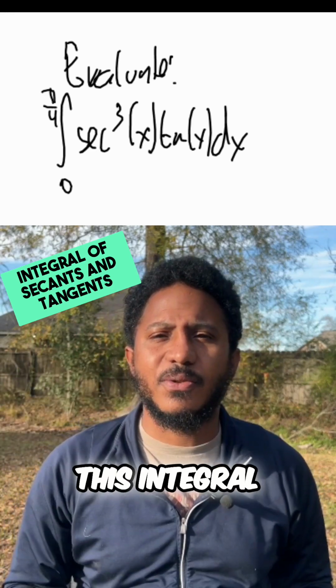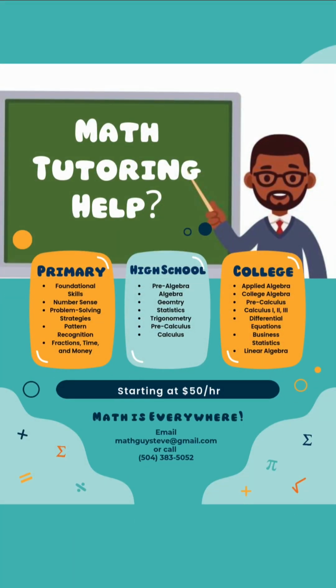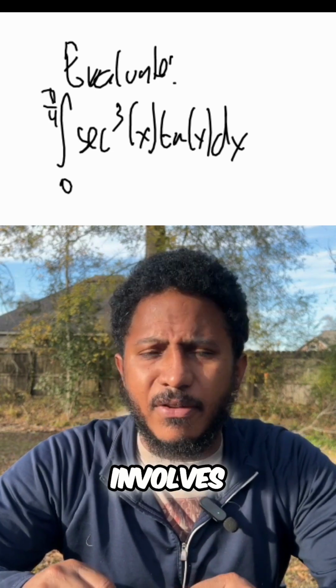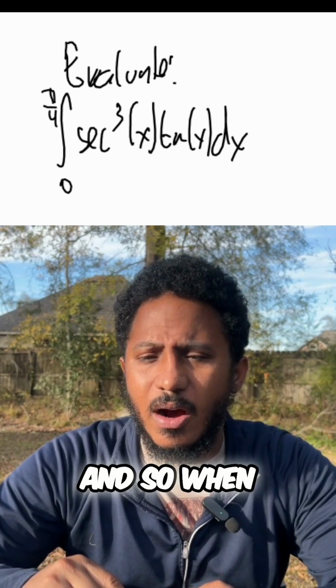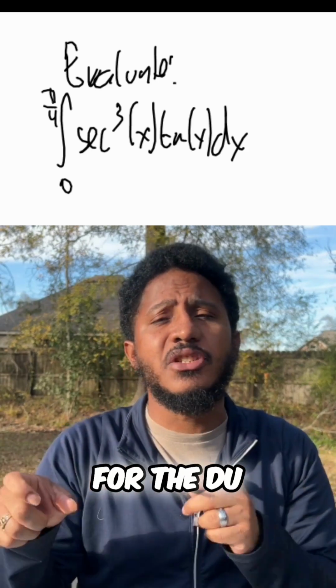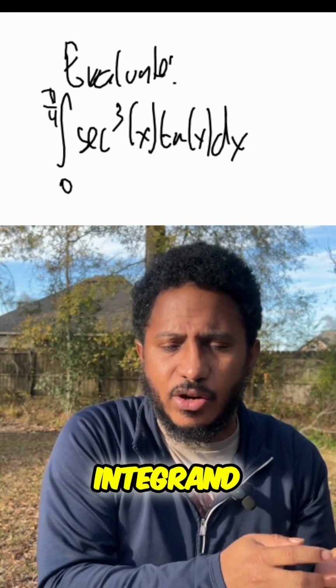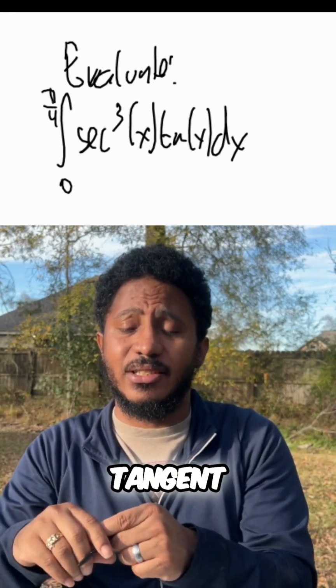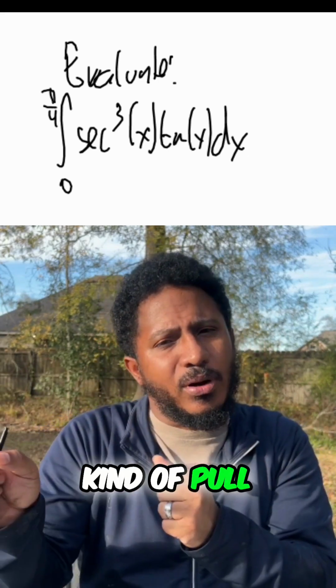Let's try evaluating this integral. When evaluating integrals like this, a definite integral that involves secants and tangents, we want to look for the du and see if the du is in that integrand. If I know the derivative of secant is secant tangent, and I see a secant tangent that I can pull off here, right?